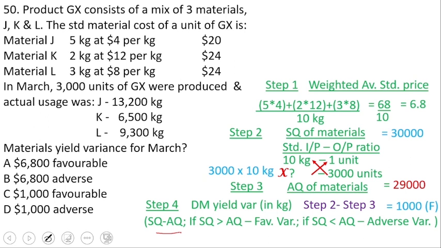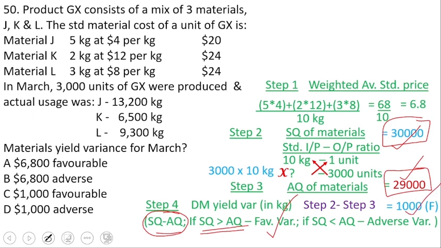This is just the explanation of step 4. You don't need to write this for the exam. This is just for your understanding. Step 4 is nothing but standard quantity minus the actual quantity. And if the standard quantity is greater than the actual quantity, here the standard quantity, yes, it's greater than the actual quantity. So we end up with a favorable balance.